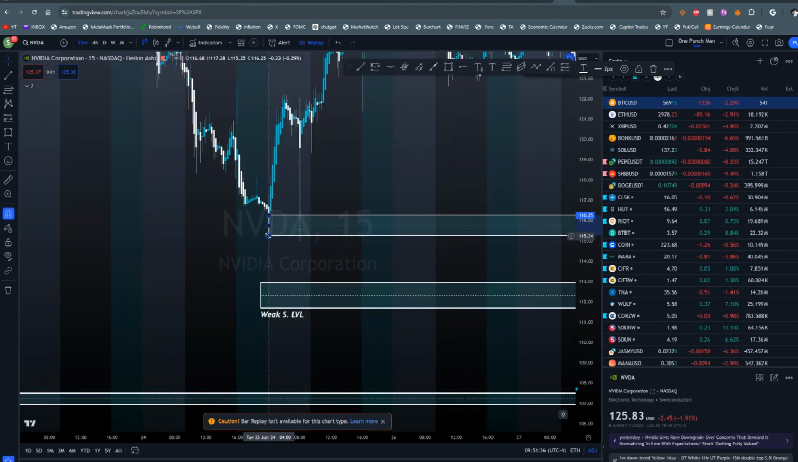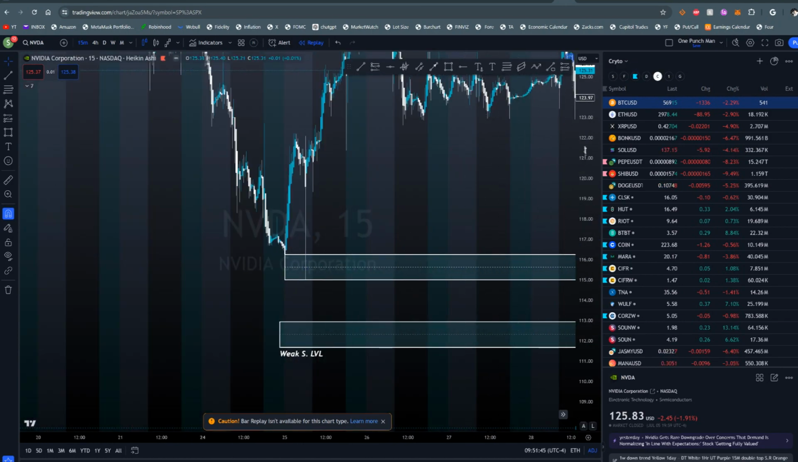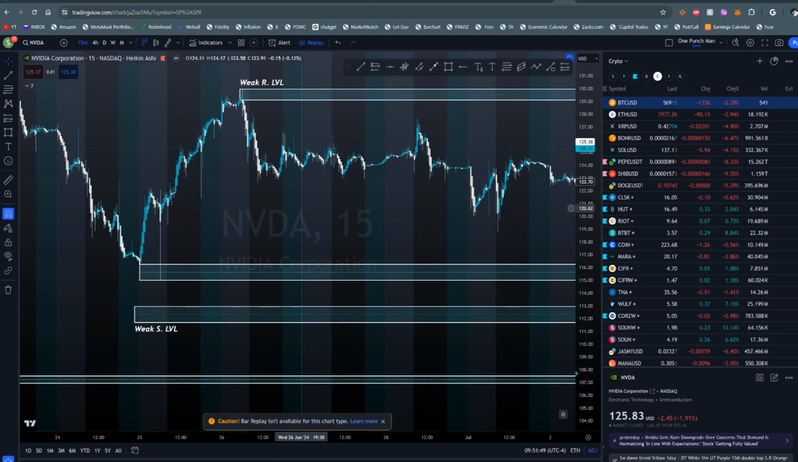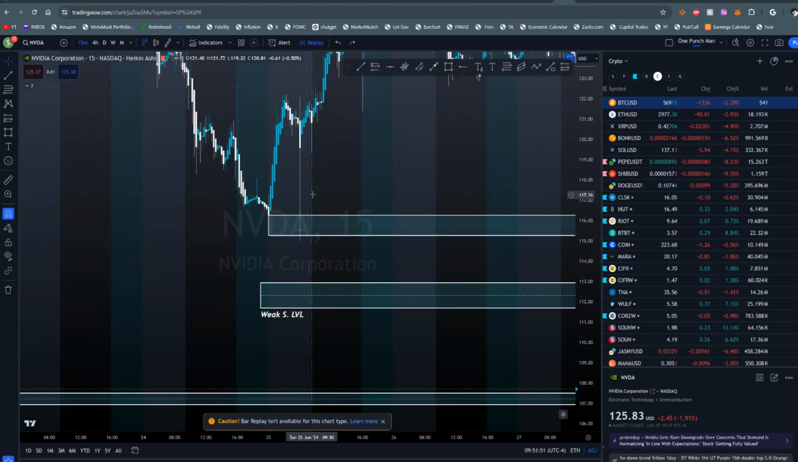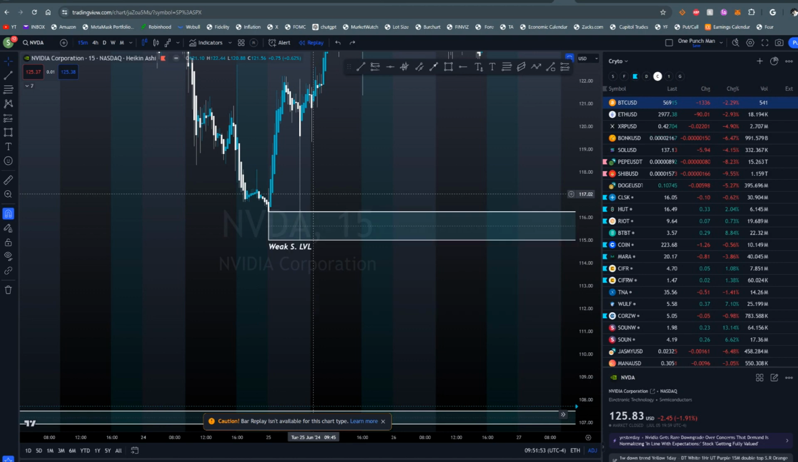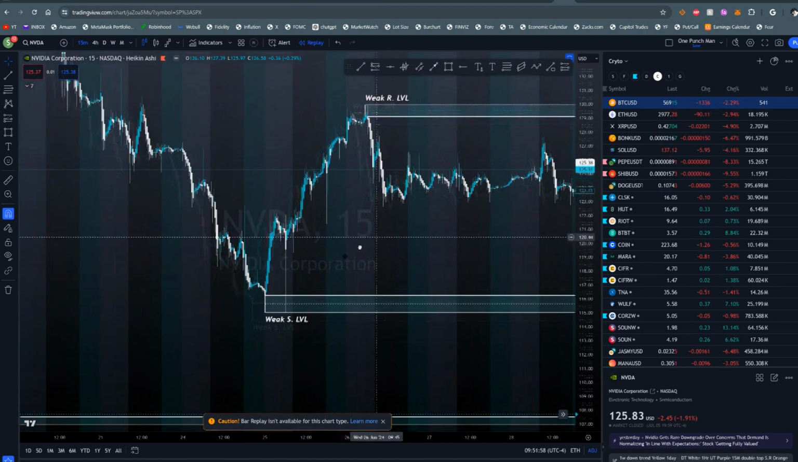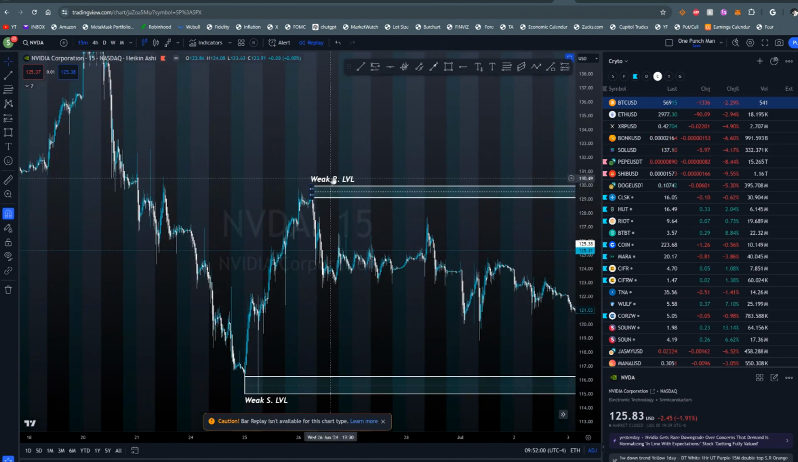So what I would do now is I would include this right here, the wick. But technically, it's supposed to be this one right here, but I'll include the wick right here. But to me, it broke support, so I'm not even interested in that level, right? So that's why that's a weak support. So let me put my support level right here. So that's why this is a weak support. This is a weak resistance level.